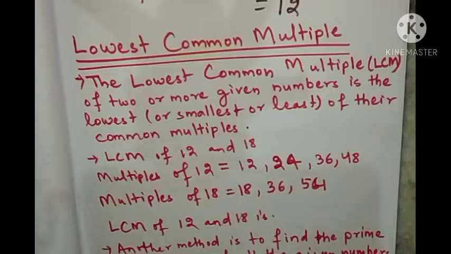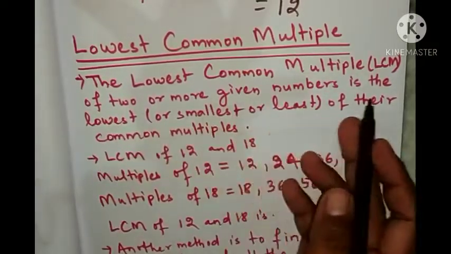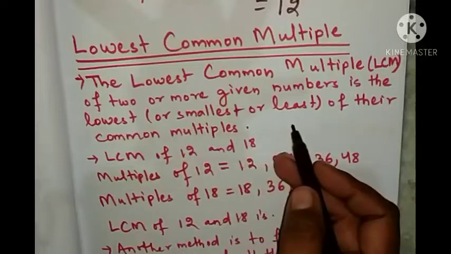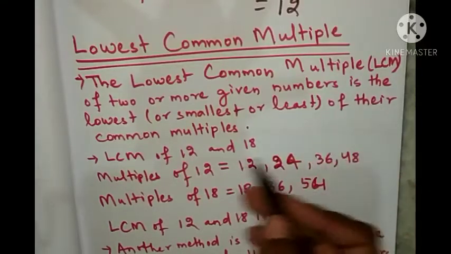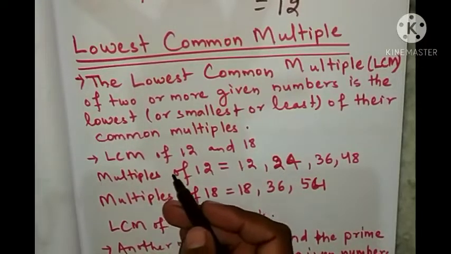So first we will find multiples, then we will see which is common between those numbers. The lowest common multiple of 2 or more given numbers is the lowest, or the smallest, or the least of their common multiples. So let's see the LCM of 12 and 18.